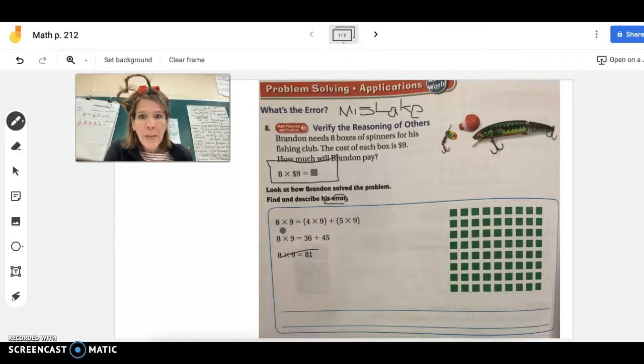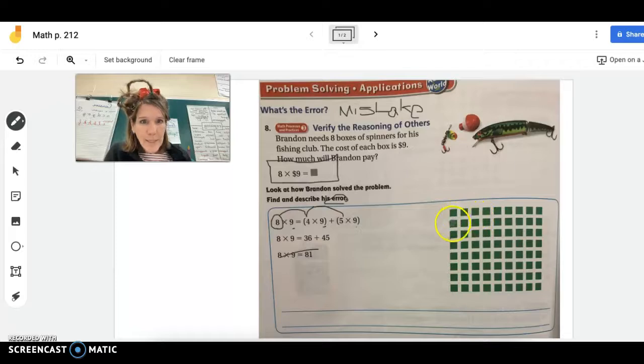Now, let's take a look. He said 8 times 9, and look, he kept the 9 factor. Do you see how he kept the 9? So that means that he separated, or he distributed the 8 into 4 plus 5. Is 4 plus 5 9? I'm sorry, 4 plus 5 is 9. Is 4 plus 5 8? No. Look, he kept the 9, so right here, this is 9 times 9. He broke this 8, but he broke it incorrectly.